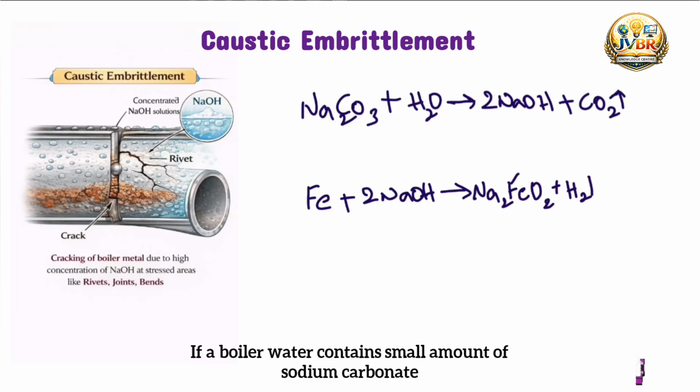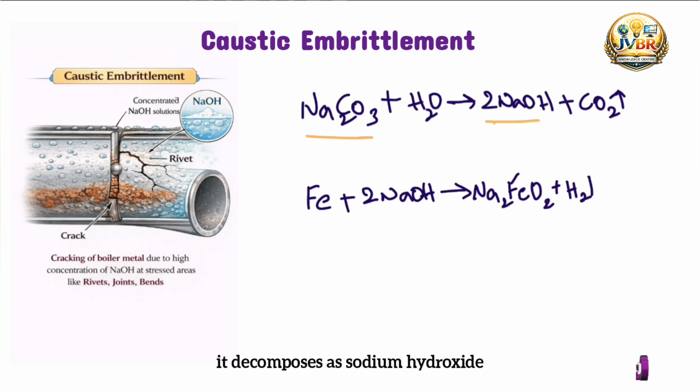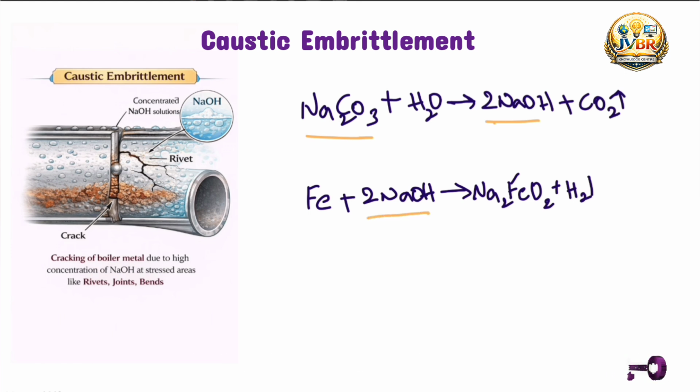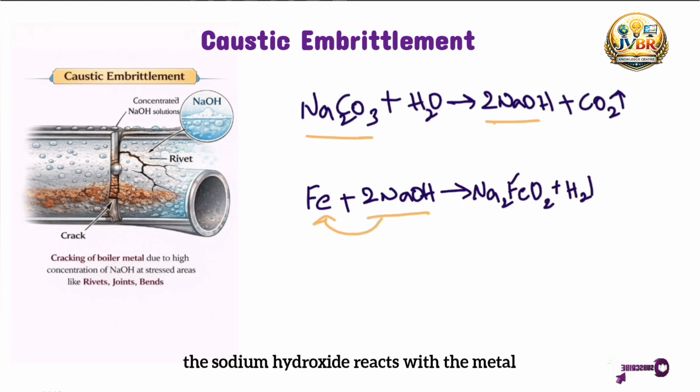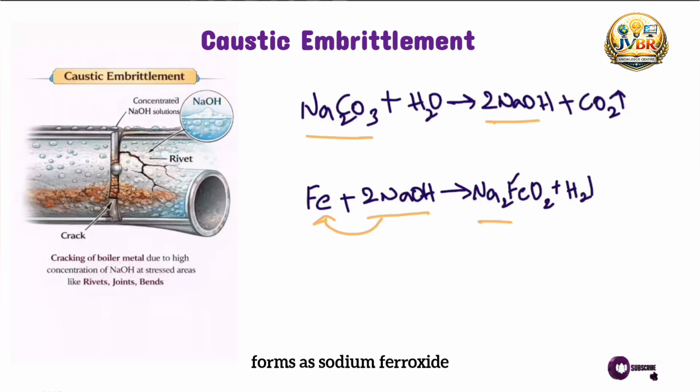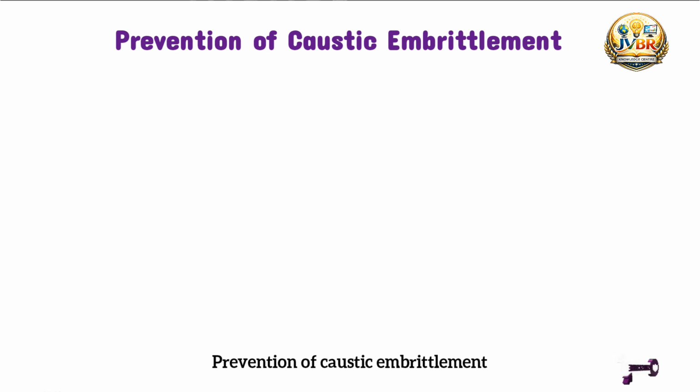If boiler water contains a small amount of sodium carbonate, it decomposes as sodium hydroxide. The sodium hydroxide enters hairline cracks in the boiler. When the saturation point is reached, the sodium hydroxide reacts with the metal, dissolves the surrounding area of the metal and forms sodium peroxide. Prevention of caustic embrittlement.